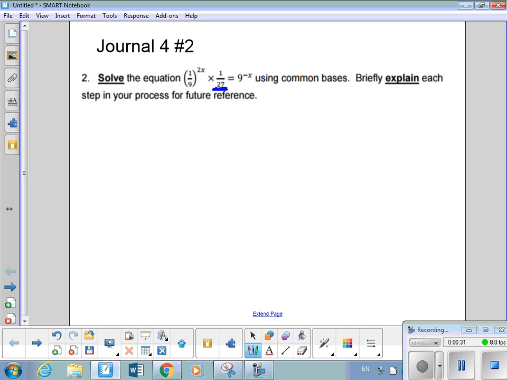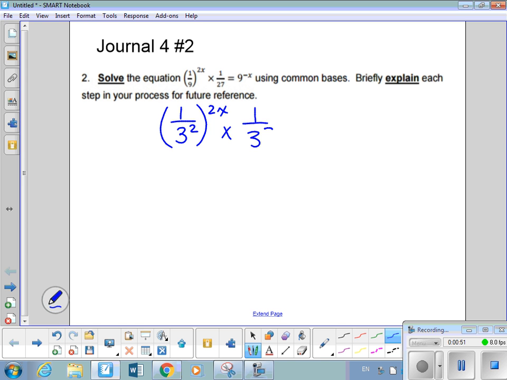So I know right away that I'm dealing with the base of 3. So that's the first thing I'm going to do. I'm going to change the 9s and the 27 to a base of 3. So that's going to be the same as 1 over 3 squared, all of that to the 2x, times 1 over 3 cubed equals 3 squared to the negative x. Okay, so now that I have that, at least I can see threes, which is great.